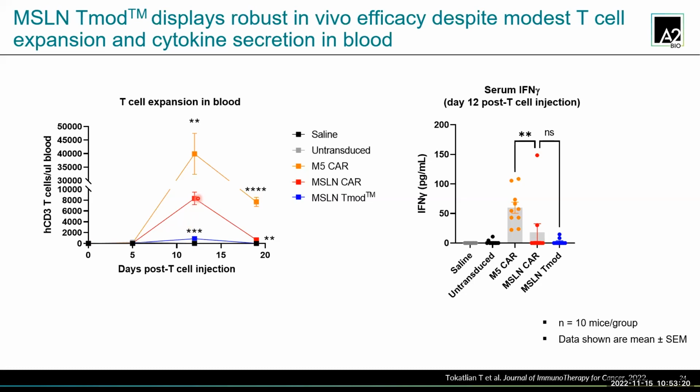One difference for M5 compared to our CAR is also that in this context it's a Gen 2 CAR, whereas our CAR is a Gen 3 CAR. Serum cytokines were also correlated to T cell expansion, with mesothelin TMOD and our CAR making significantly lower interferon gamma compared to M5 CAR alone.